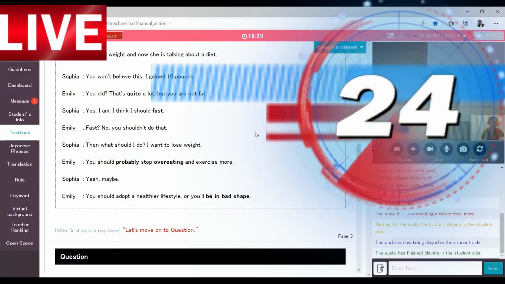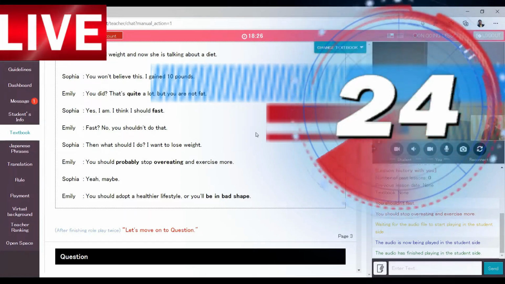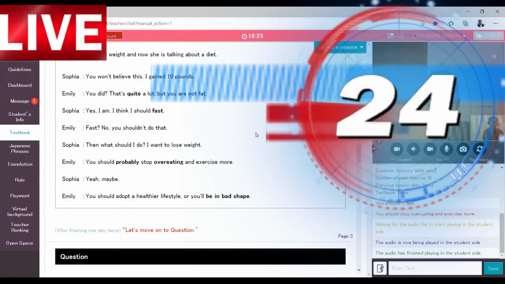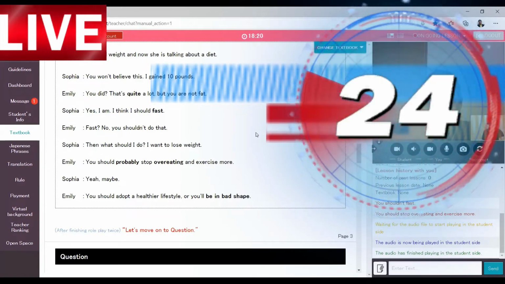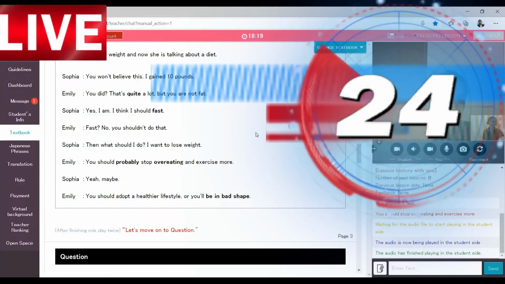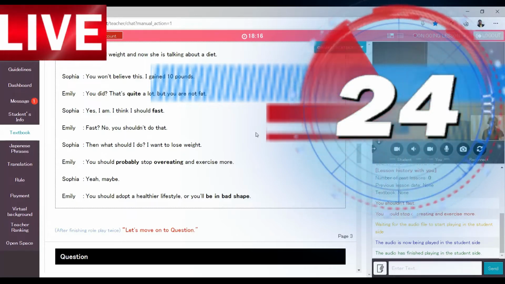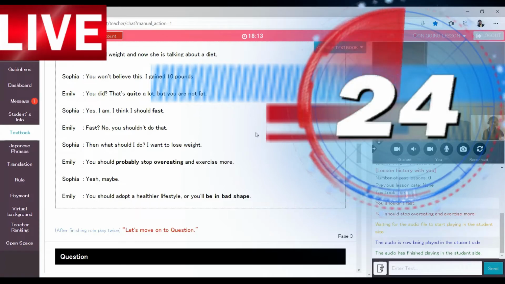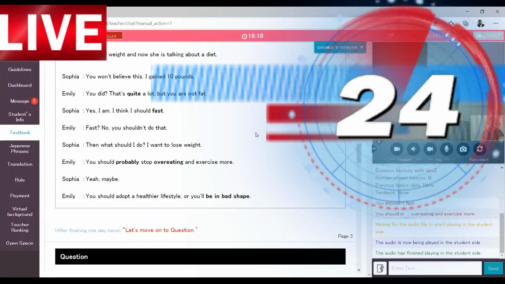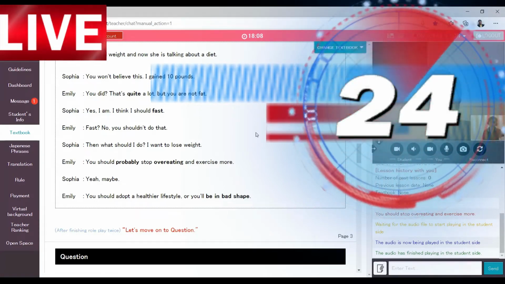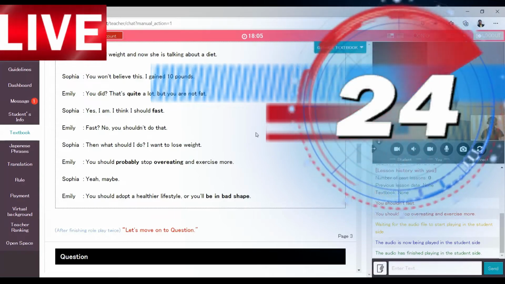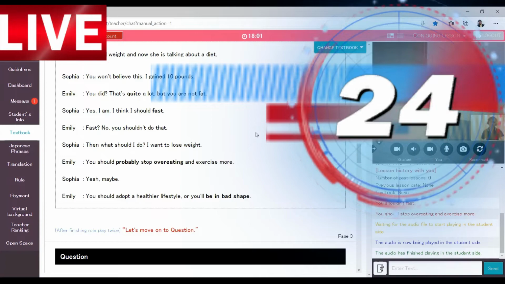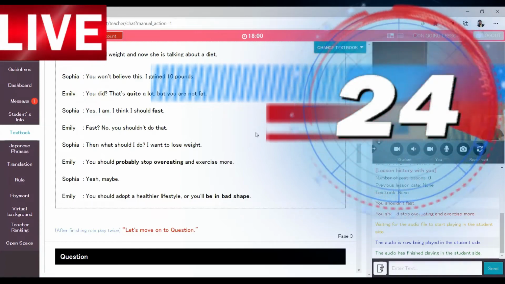Then what should I do? I want to lose weight. You should probably stop overeating and exercise more. Yeah, maybe. You should adopt a healthier lifestyle or you'll be in bad shape.